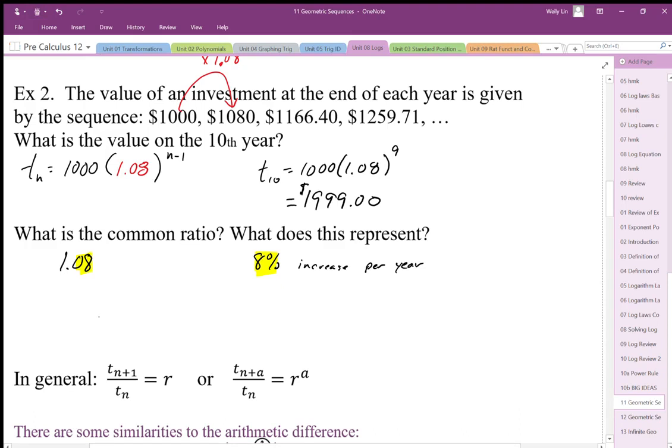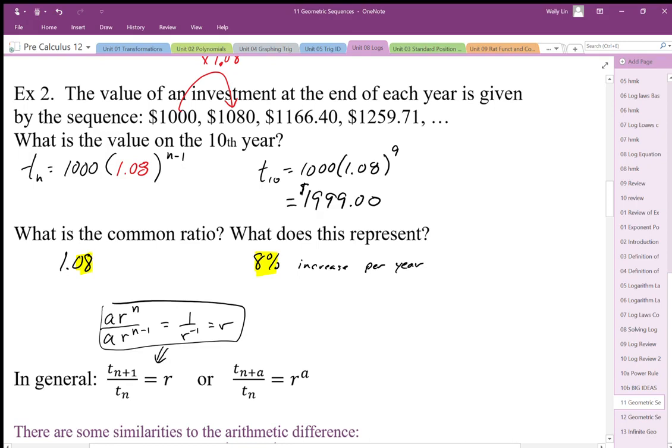So I know that my T(n+1) is going to be AR to the n minus 1 plus 1, so ARn. And this is going to be divided by ARn minus 1. So all that cancels out. I end up with R to the 1, which is just equal to R. Okay, so I can justify this formula in this way. Similarly, I can justify this formula if they're separated by a whole bunch of steps.